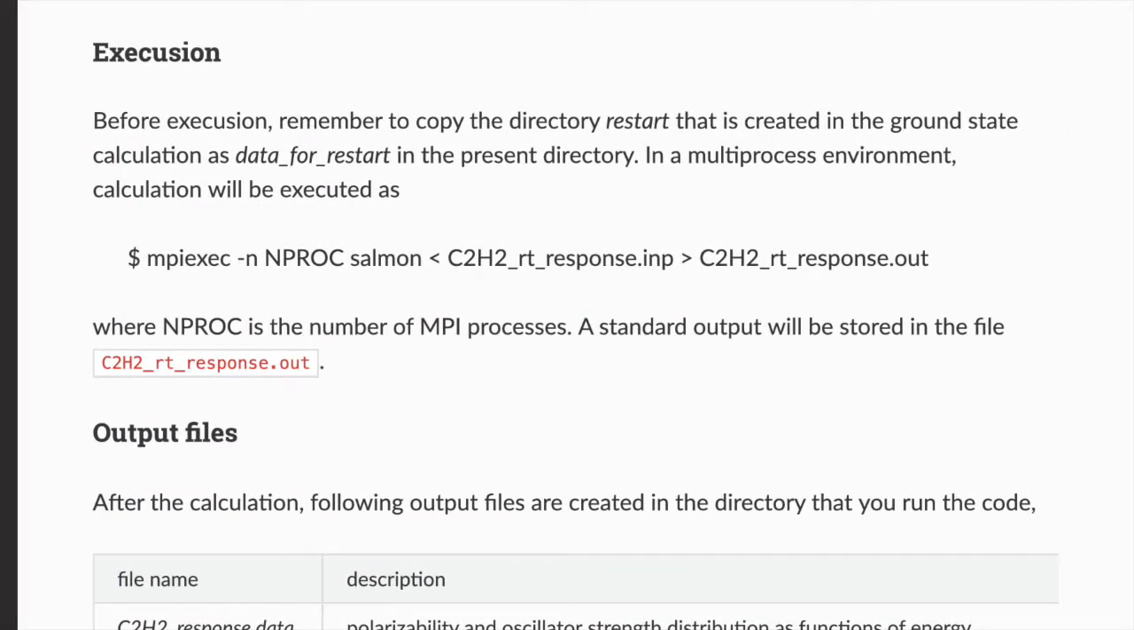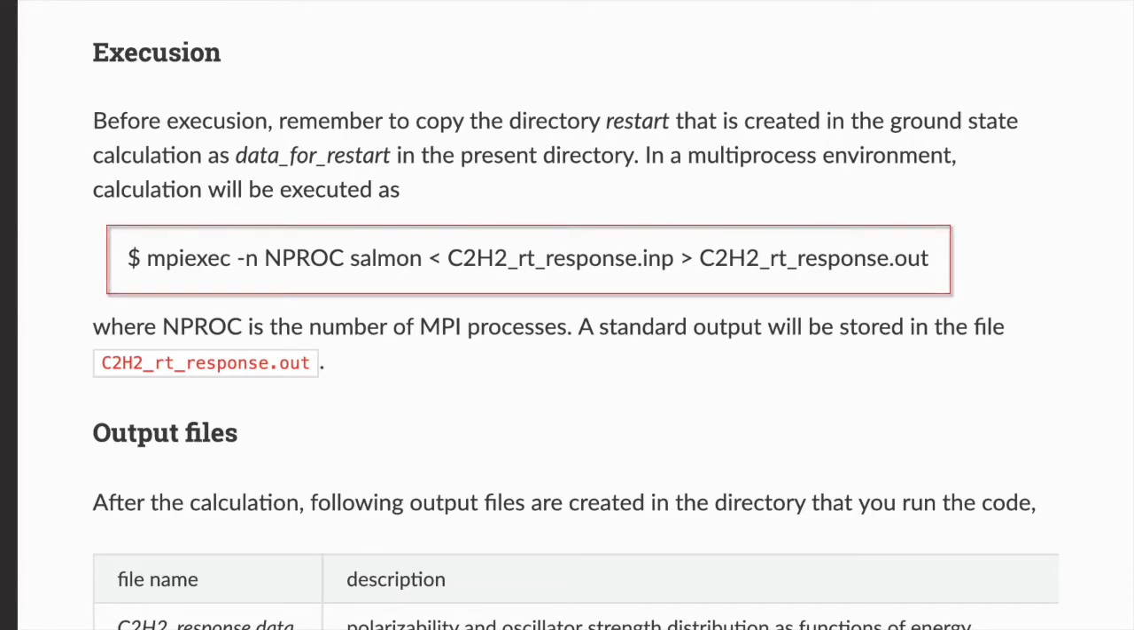Let us perform the calculation. In the system used here, the command for MPI calculation is mpiexec. Here, calculations are performed with the MPI process count as 2.